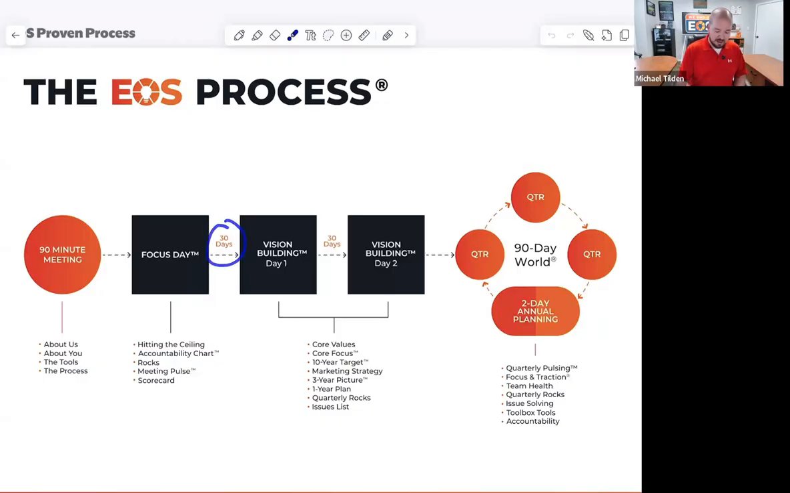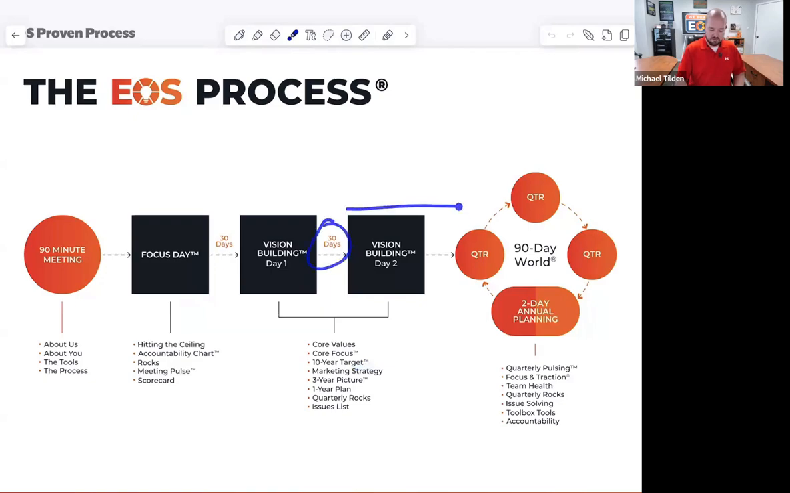30 days later, we come back for vision building day 1. And the purpose of vision building day 1 is to review the focus day tools, get them to their next best iteration, and then begin answering as many questions on the VTO as we can. By the end of the day, we go home wherever we stopped. Let's say we made it to 10-year target. We just stopped for the day.